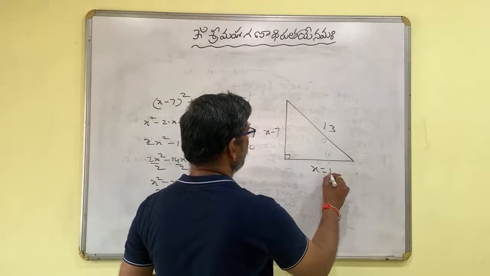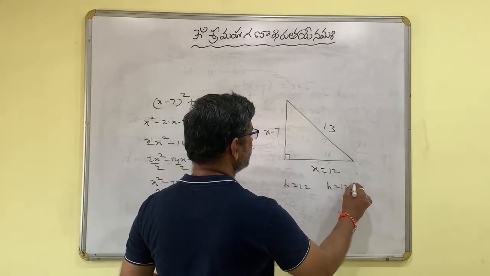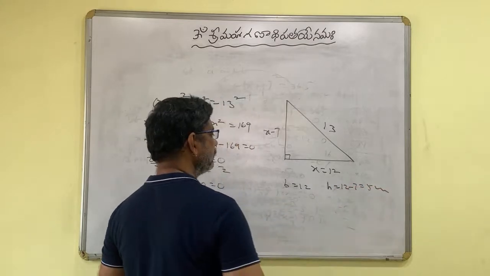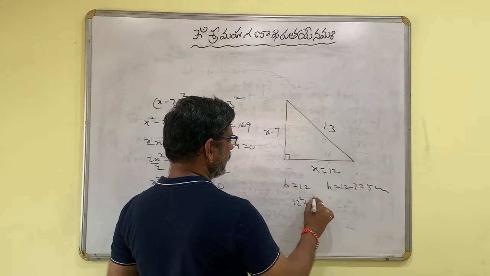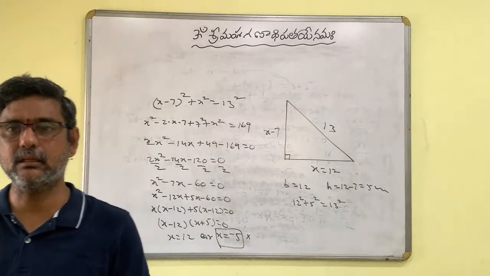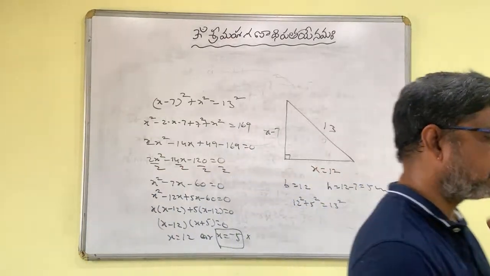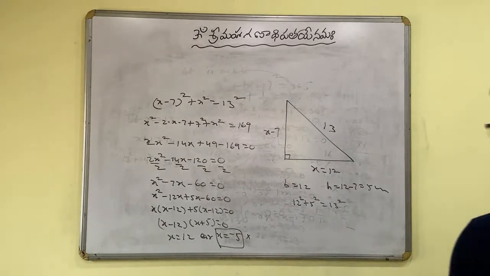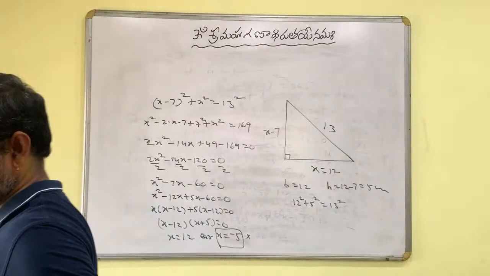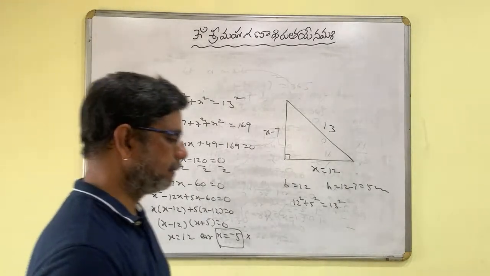So if the base is 12, the altitude is 12 minus 7, which is 5 centimeters. And we know that 12 square plus 5 square is 13 square. So in exercise 4.2, we are left with only one problem, the last problem. Tomorrow we can go ahead with exercise 4.3.